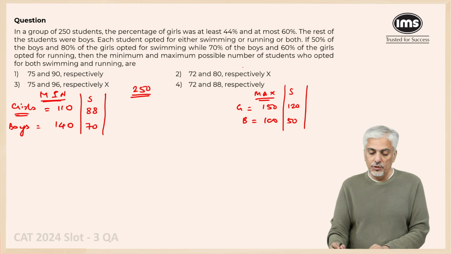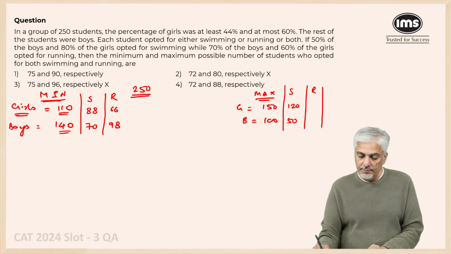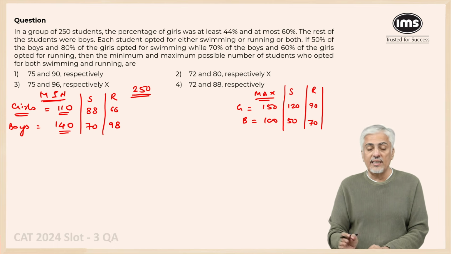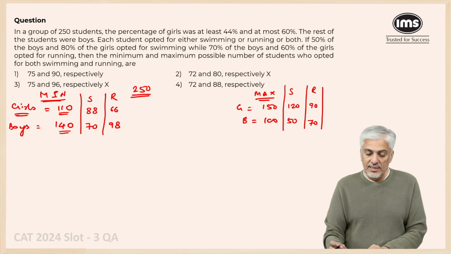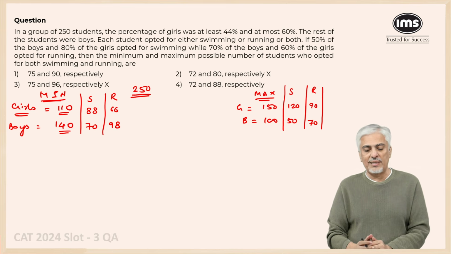Okay, let's continue further. While 70% of the boys and 60% of the girls opted for running, 70% of the boys will be 98 and 60% of the girls will be 66, do running. Same thing we can do over here also, running. 70% is 70 and 60% is 90 are doing running, sorry. Now, question asks this, how many people do both? And the range of that, the minimum and the maximum value.